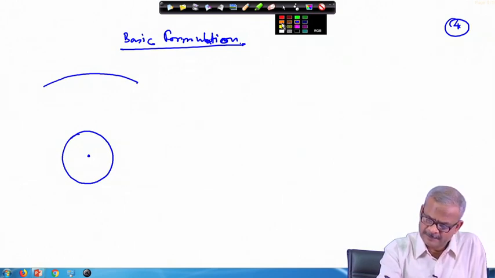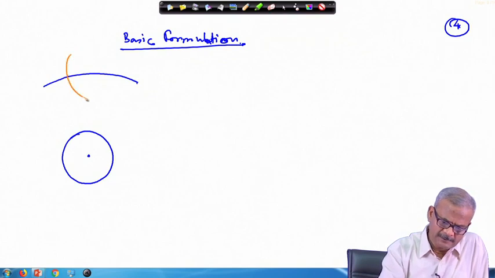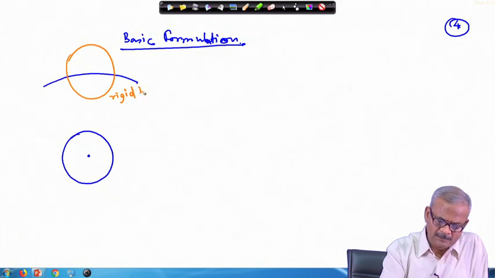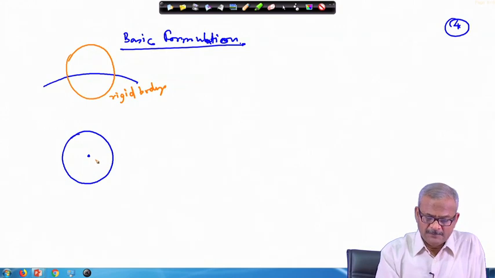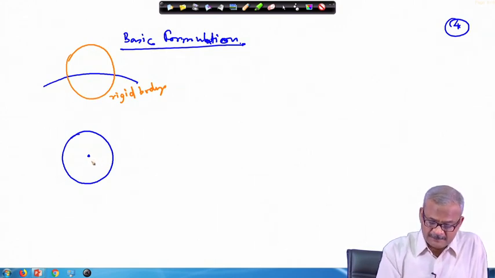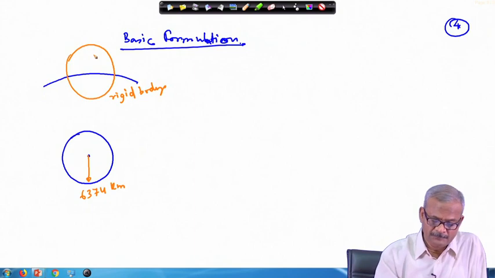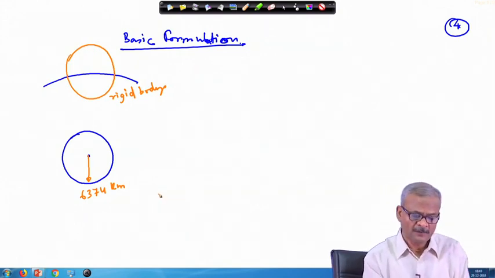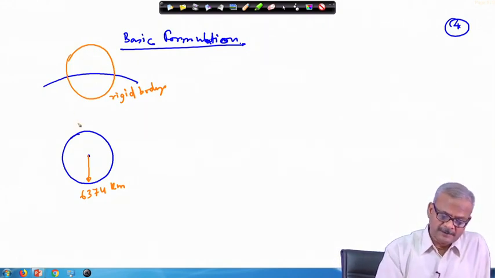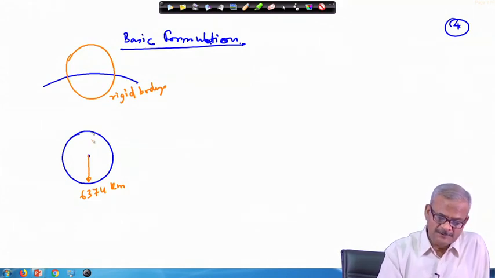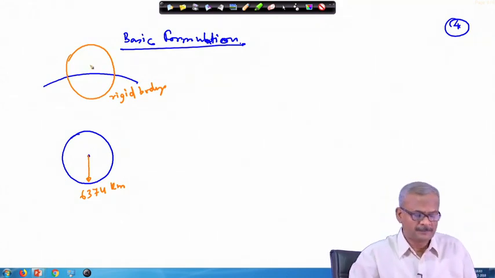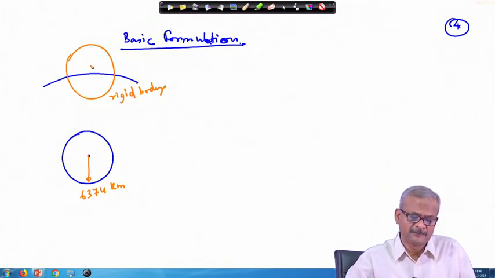We are discussing with respect to the rigid body. This is a rigid body here in this place. This figure is exaggerated, remember, because the earth is very large. This radius is around 6374 kilometers, while your satellite may be of few meter radius. So, do not take it as it is. Otherwise, the whole development whatever I am going to do here will be totally different.